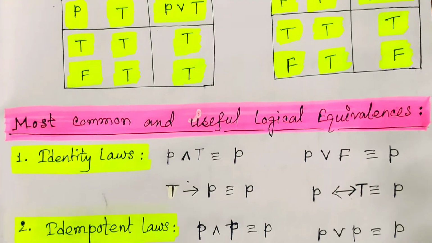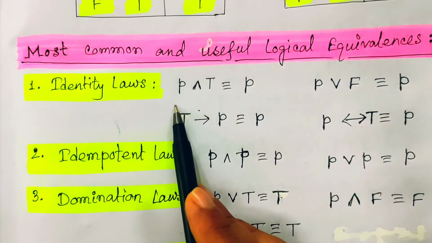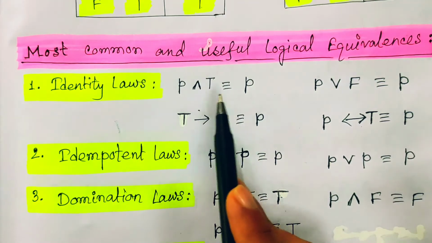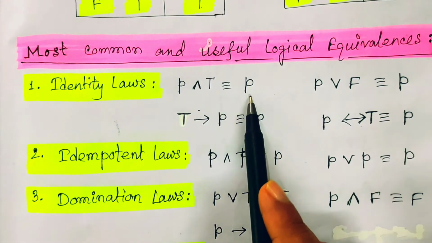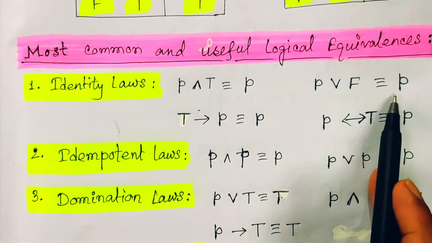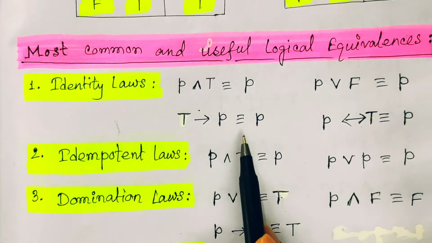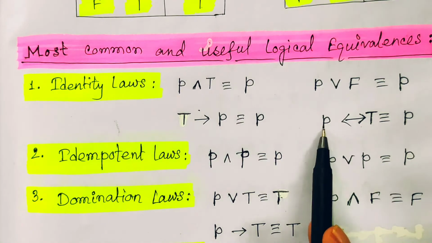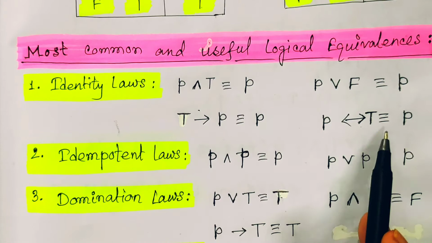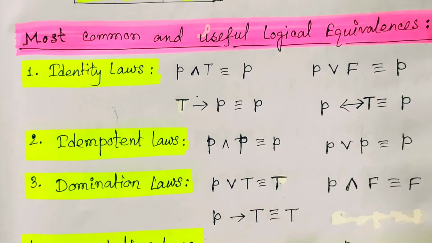The first one is the identity law. The identity law means P and T is always equal to P. Similarly, P or F is always equal to P. Now T implies P is equivalent to P, and P implies T, and T implies P, are equivalent as well. Now it is the idempotent law.